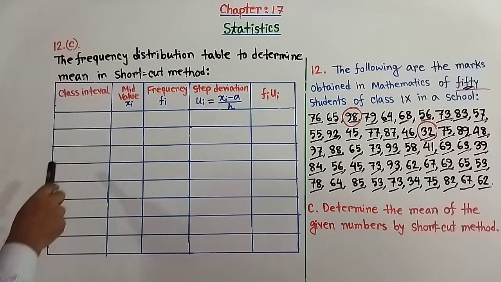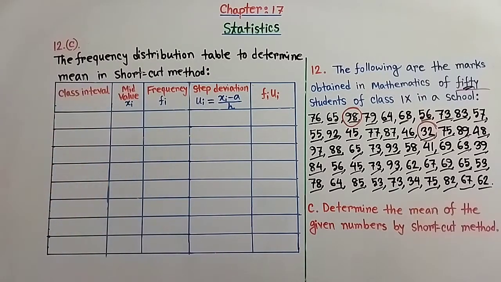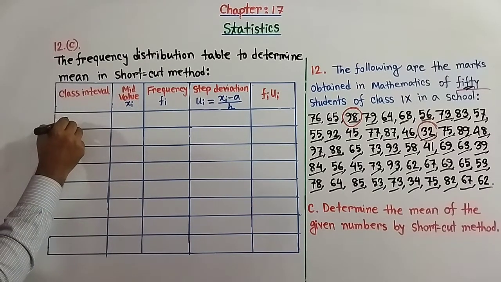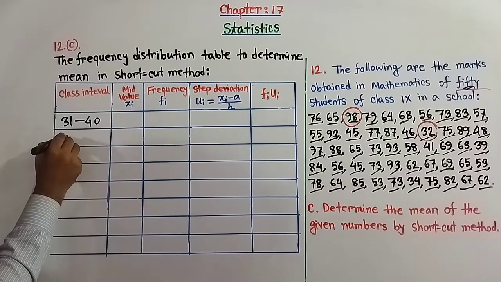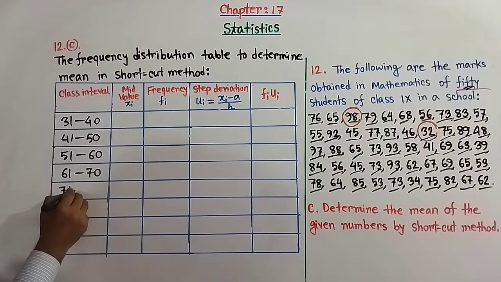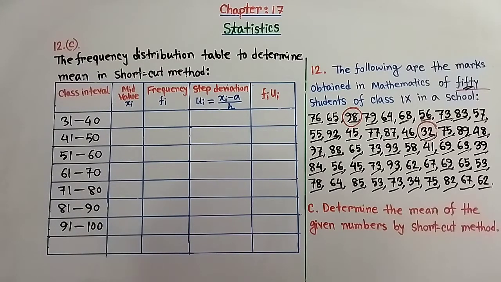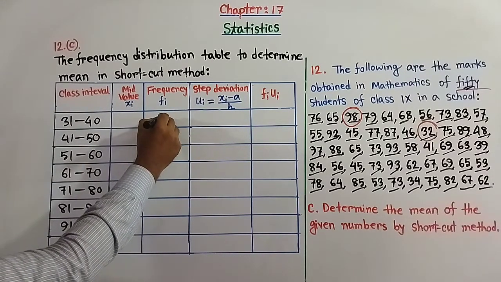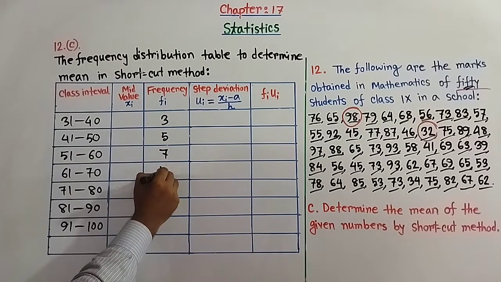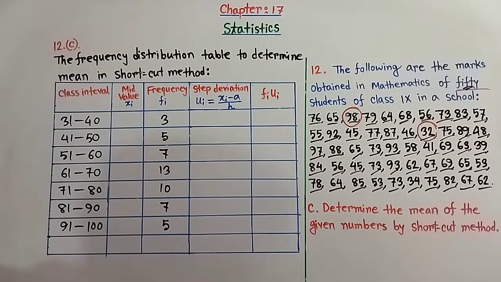So now at first we have to fill up the first column, that is class interval. In question number B we already made a frequency distribution table, and from that information we can write the class intervals as 31 to 40, 41 to 50, 51 to 60, 61 to 70, 71 to 80, 81 to 90, and 91 to 100. The frequencies from question number B are 3, 5, 7, 13, 10, 7, and finally 5.